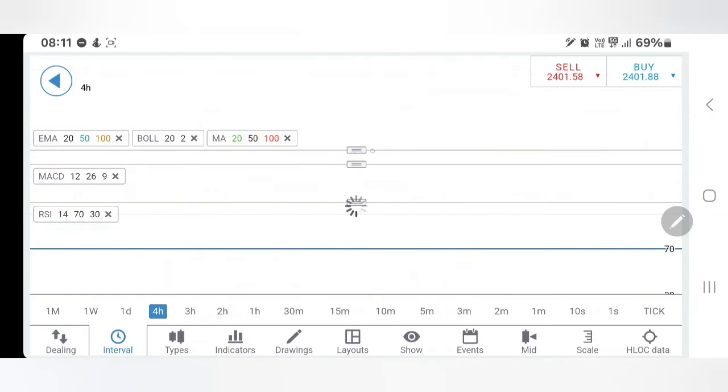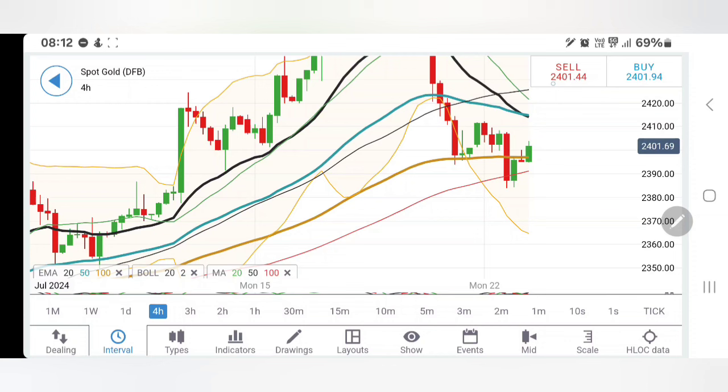RSI rising, coming out of the oversold zone. Coming to 4 hour, similar observation on the 4 hour charts, lower lows, lower highs. Now here, you can see the crossover in the moving averages. Bearish sign again on the 4 hour charts as well.